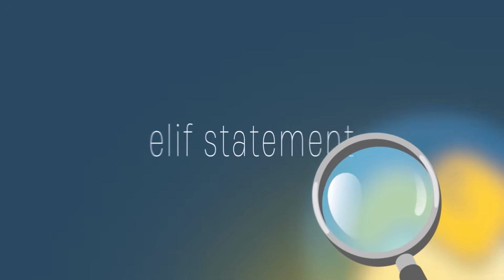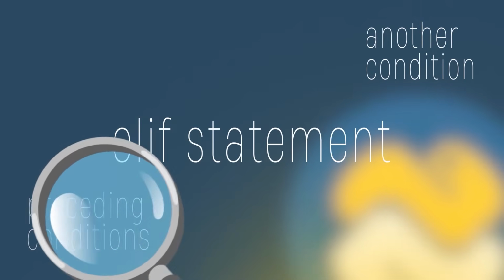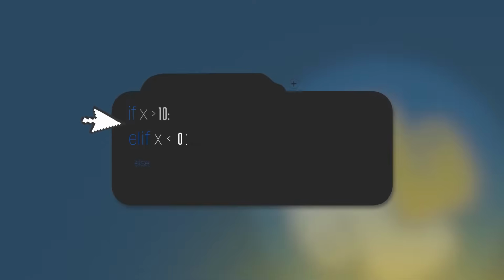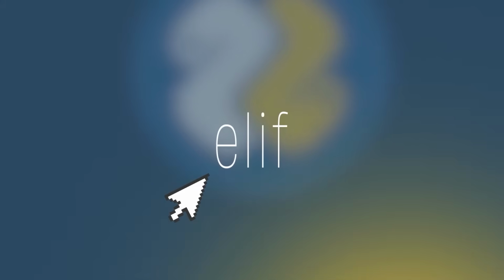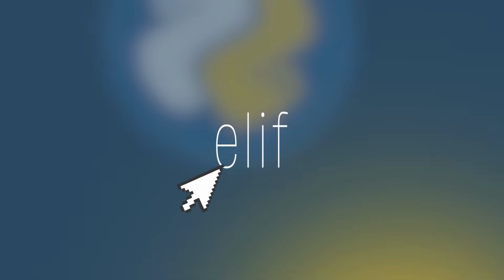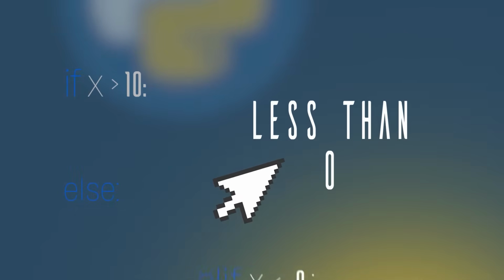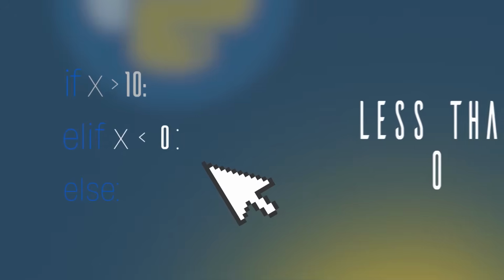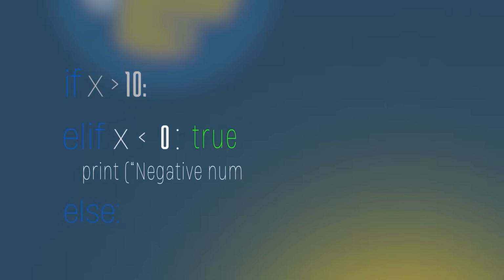A Python elif statement checks for another condition if all preceding conditions are not met. They appear after a Python if statement and before an else statement. You can use as many elif statements as you want. Now that we've learned elif, let's improve the previous code with an elif statement. Let's add one more condition where we want to check if the number is less than 0. In this case, we would write elif x, the operator less, and the number 0. If this condition is true, we will print negative numbers only.